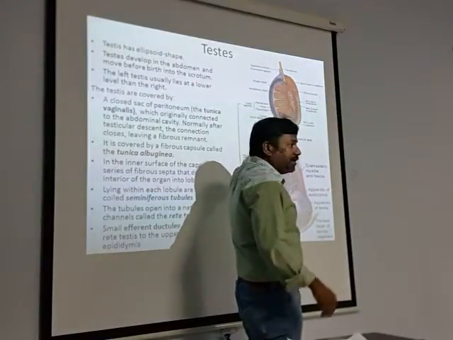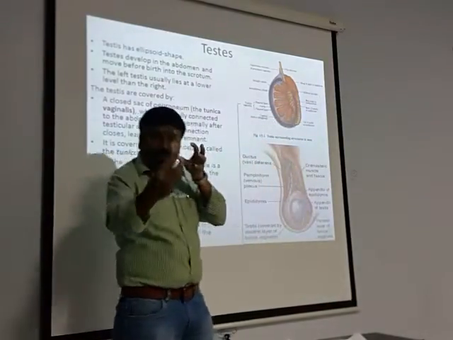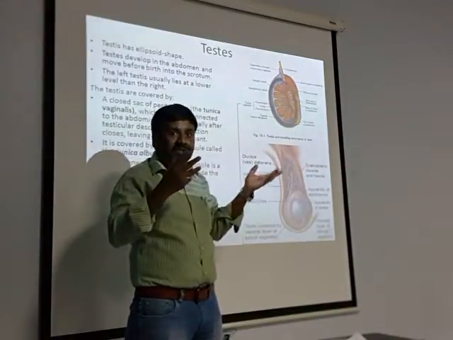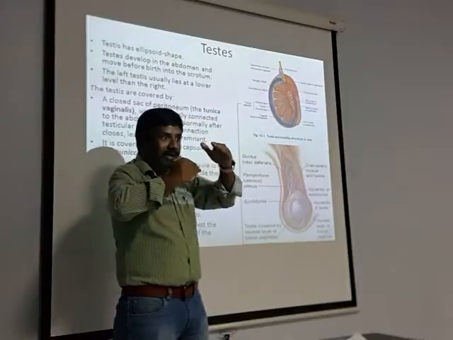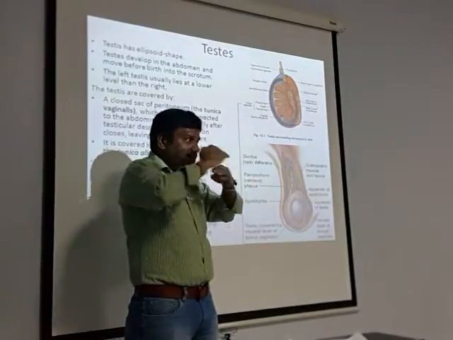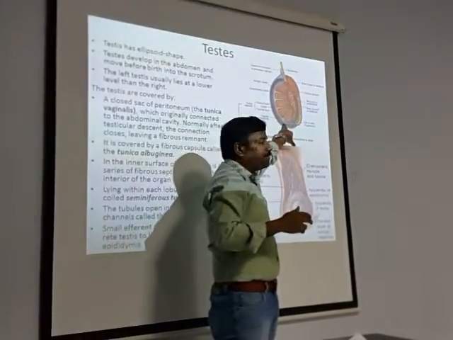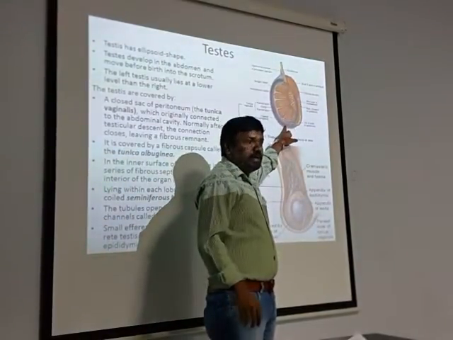It forms two layers. Just like any coverings over the heart or the lungs, the viscera will have the parietal layer and then the visceral layer. So between the two layers of the tunica vaginalis is the cavity. Am I clear?